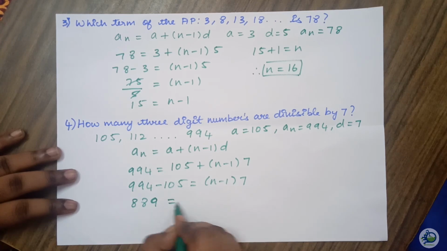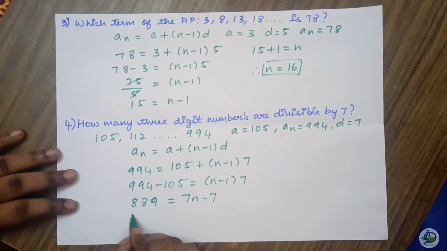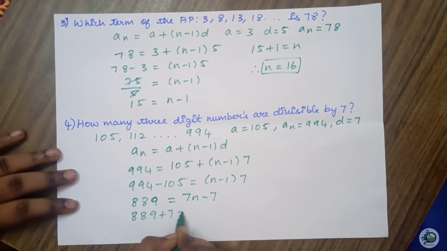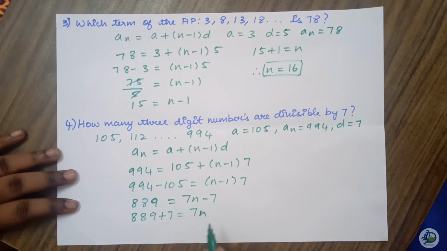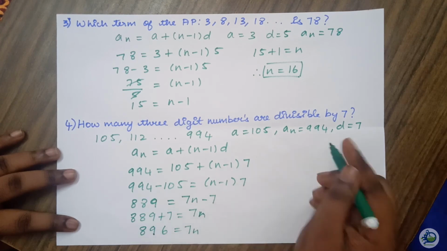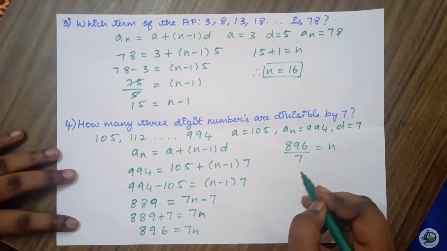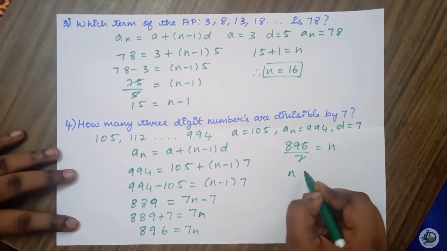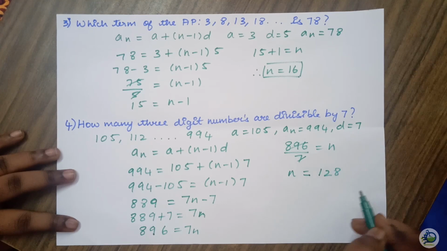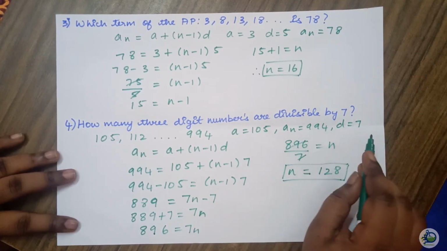So when I multiply the 7 inside, it is 7n minus 7. So if I bring the 7 to this side, it becomes 889 plus 7, which is equal to 7n. So 889 plus 7 is nothing but 896, which is equal to 7n. So I need n, so what I have to do is bring the 7 to this side. So 896 by 7 is equal to n. So when I cancel these, I get n is equal to 128. Therefore, there are 128 3-digit numbers that are divisible by 7.